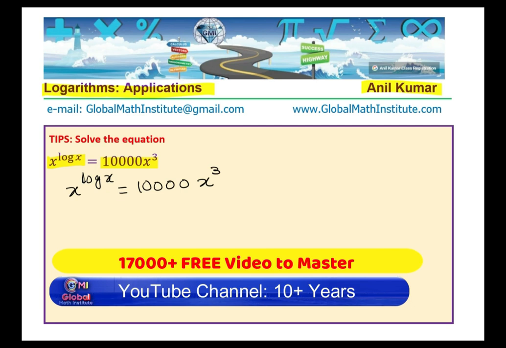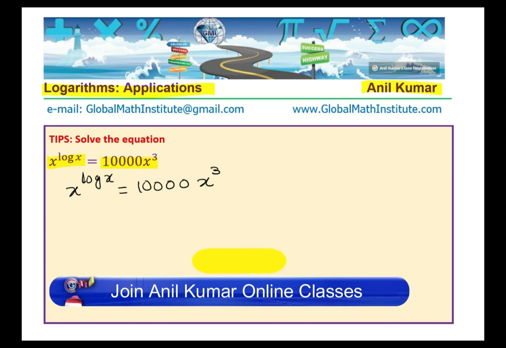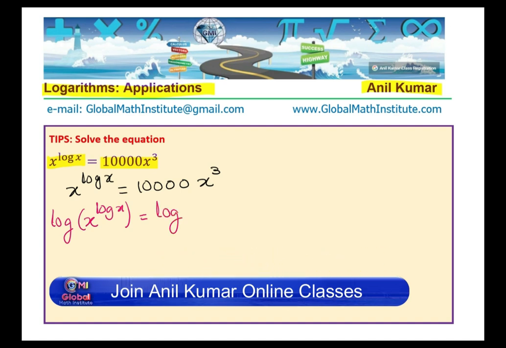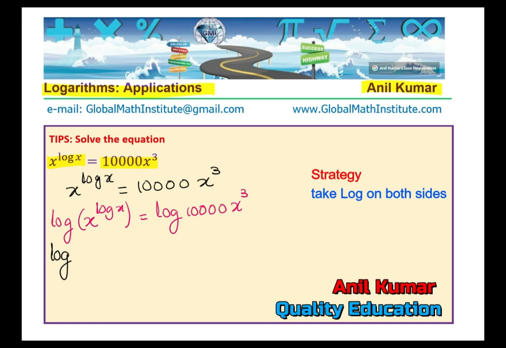The question here is x to the power of log x equals 10,000 x cubed. If I take log both sides, it will be log of x to the power of log x equals log of 10,000 x cubed. On the left hand side, using the power property, we get log of x, as that's the power of x, times log x.